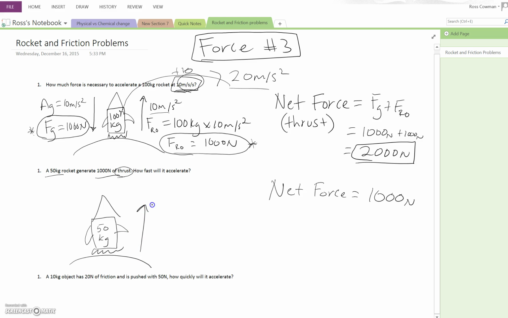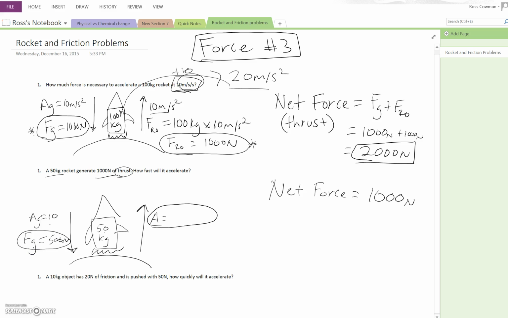So we are interested in its acceleration, which we don't know. We do know the downward force of gravity here. If it's a 50 kilogram rocket and A_G equals 10, then F_G is going to be 10 times 50, or 500 newtons.